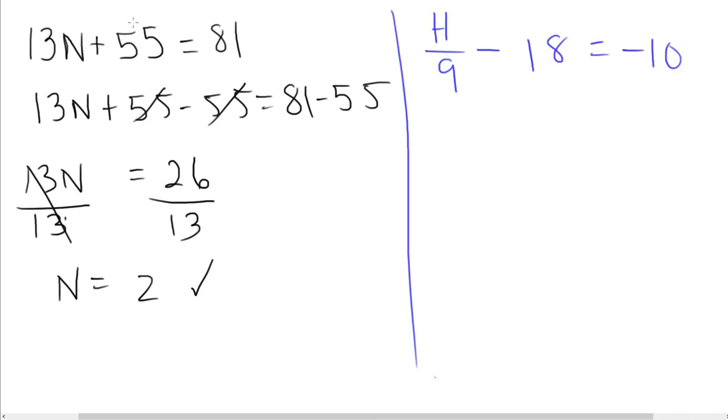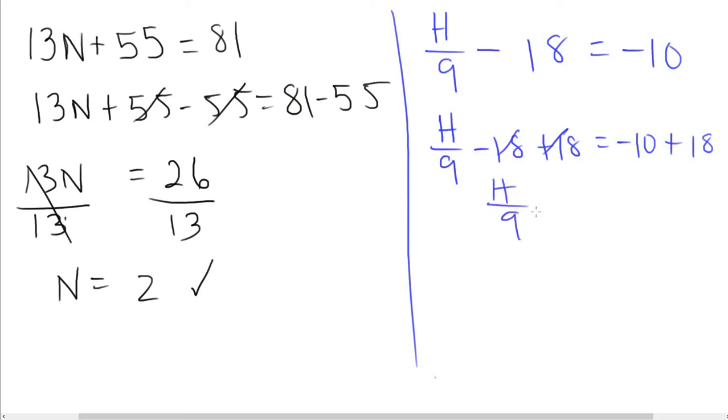And feel free to pause the video and try the following example. H over 9 minus 18 equals negative 10. Let's get the 18 out of there. So we go h over 9 minus 18 plus 18 equals minus 10 plus 18. Cancel. H over 9 equals negative, positive, so we subtract 8. Bring down the sign of the larger, positive.